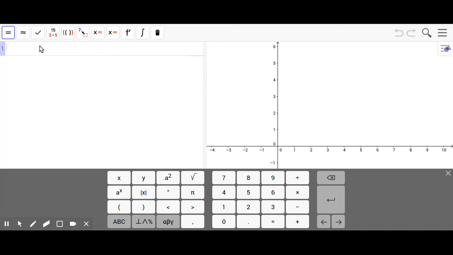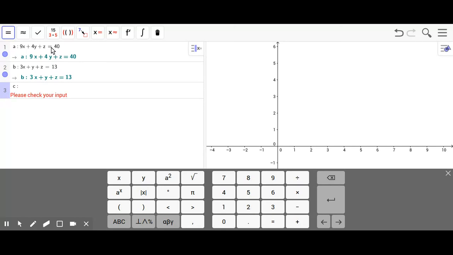I'm going to call my first one equation A. My next one, I'm going to call equation B. Equation B is that. And finally, equation C. Equation C, we're going to call that.